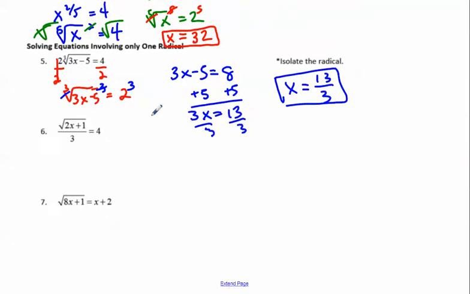Alright, this time the radical is being divided by 3, so you want to do the inverse operation. You want to multiply by 3, and those cancel. So I have square root of 2x plus 1 equals 12. To get rid of the square root, you're going to square both sides, and you get 2x plus 1 equals 12 squared. 12 times 12 is 144.